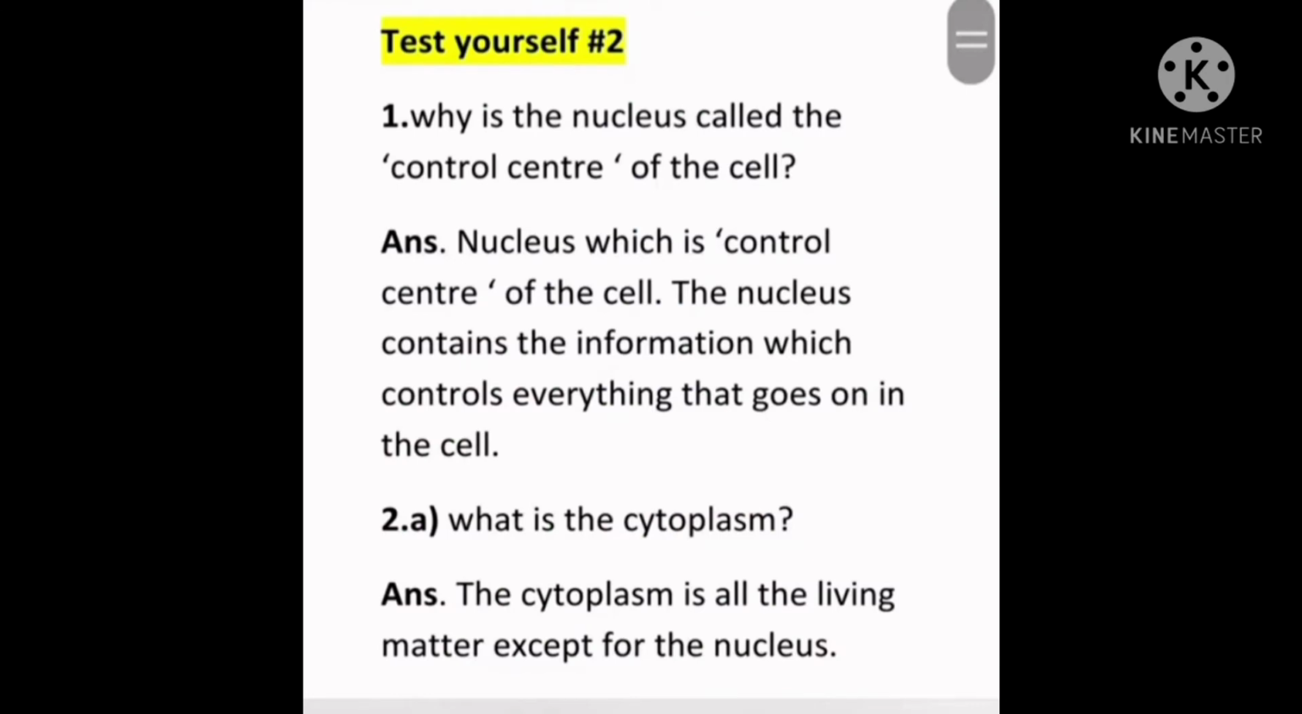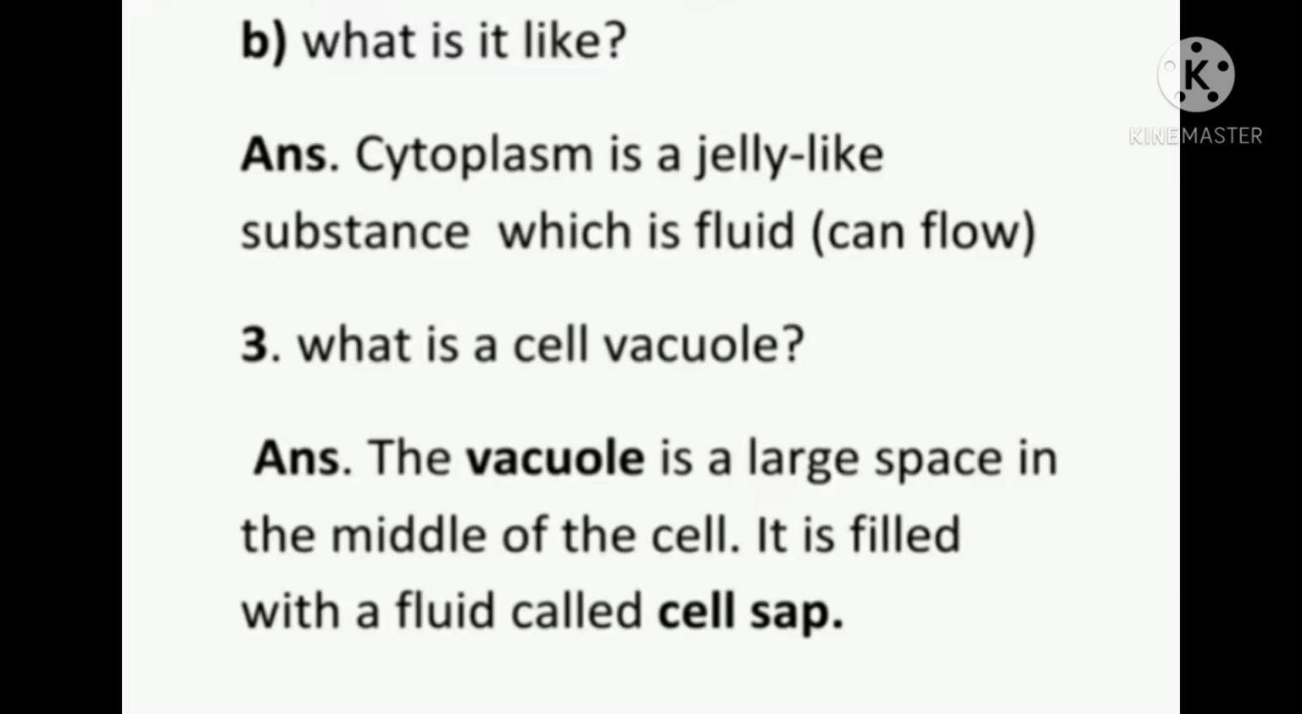Okay students, let's discuss Test Yourself number 2 of chapter number 2. Why is the nucleus called the control center of the cell? The nucleus contains the information which controls everything that goes on in the cell. Question number 2 is, what is the cytoplasm? The cytoplasm is all the living matter except for the nucleus. Part B of question number 2 is, what is it like? Cytoplasm is a jelly-like substance which is fluid, meaning which can flow.